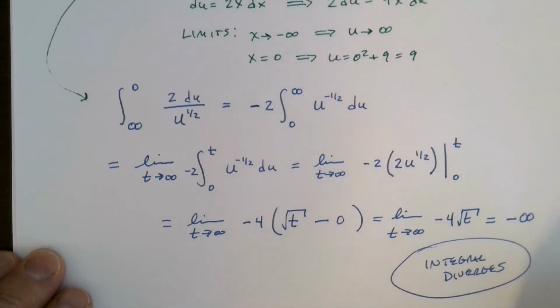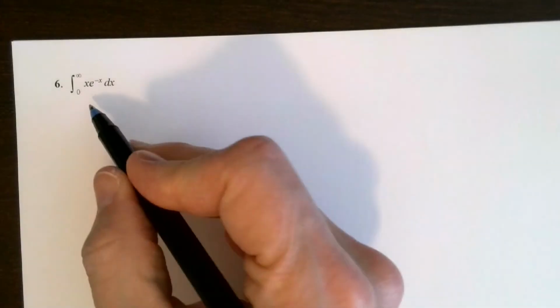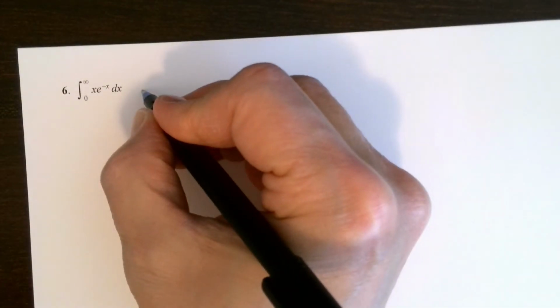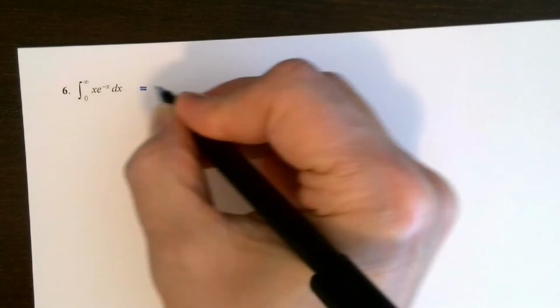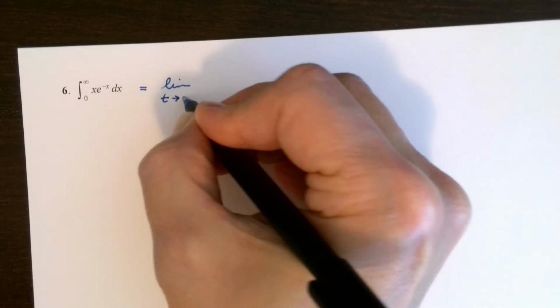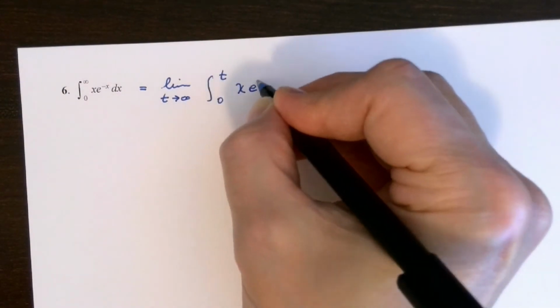Okay, the next two are not going to be p integrals. So let's take a look at 2 more examples. Here we have the integral from 0 to infinity of x times e to the negative x. Let's write this out. This is the limit as t goes to infinity, integral from 0 to t, x e to the negative x dx.